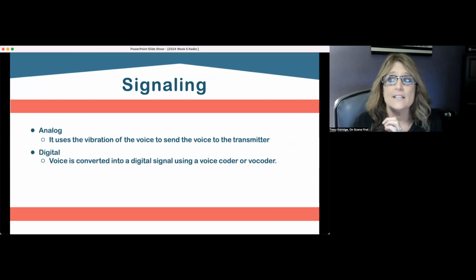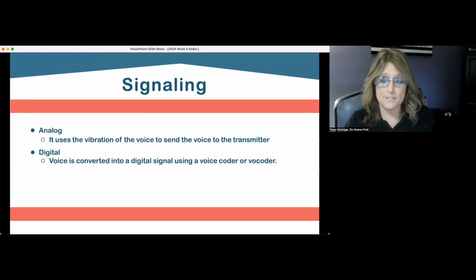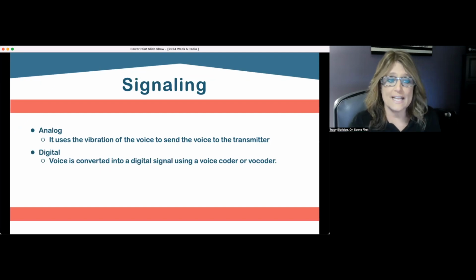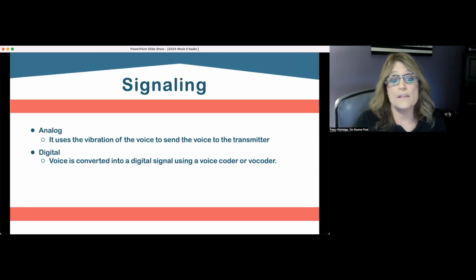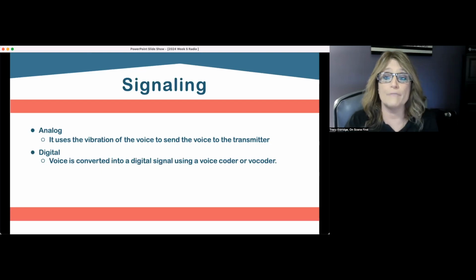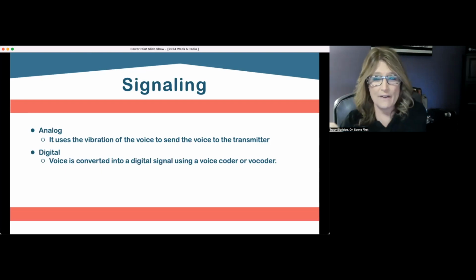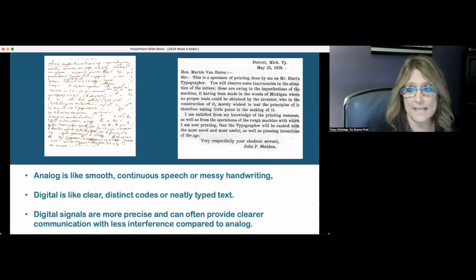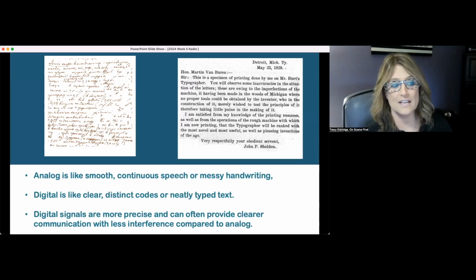Then there's signaling as far as radio goes. There's also signaling as far as telephone stuff goes, which we'll touch base on again a little bit later. But as far as radio goes, analog uses the vibration of voice to send voice to the transmitter. Digital voice is converted into digital signal using something that's called a voice coder or a vocoder. And that's in another area as far as equipment goes. We'll talk more about that. But this is how we break it down, or this is how Tracy breaks it down.